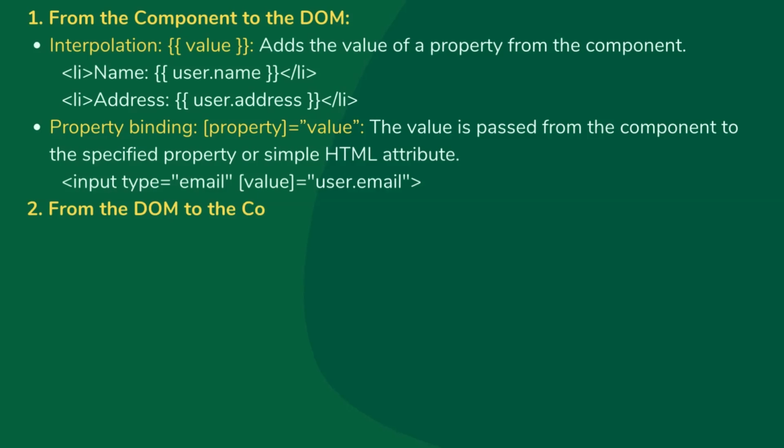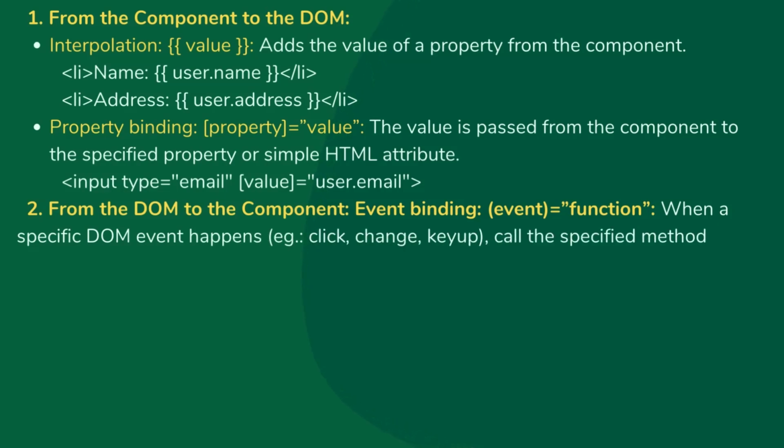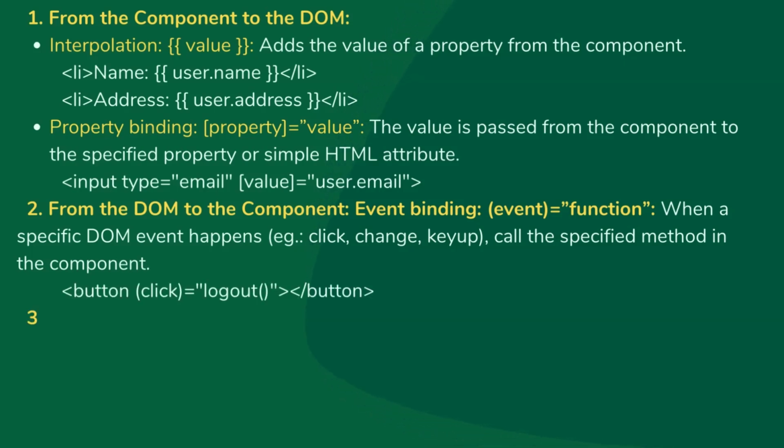From the document object model to the component: event binding, event equals function. When a specific DOM event happens, for example click, change, or keyup, call the specified method in the component. In the button click event, the event is click and the function is logout.